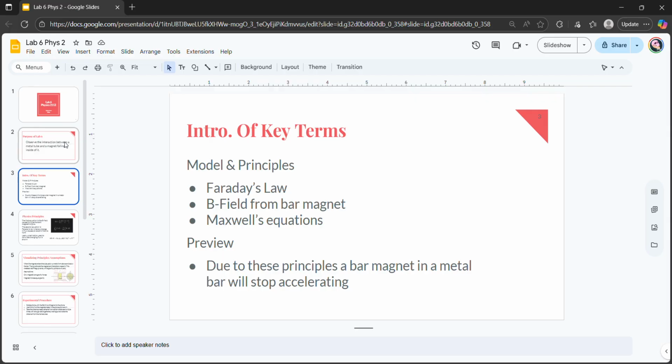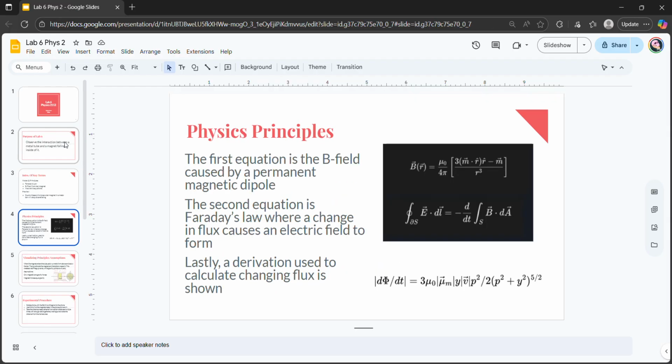The preview is going to be due to the principles in a bar magnet. In a metal bar, it will stop accelerating. The first equation is the B field caused by a permanent magnetic dipole. And the second equation is Faraday's law, where change in flux causes an electric field to form. Lastly, there's a derivation used to calculate the changing flux, and that's what's shown here.